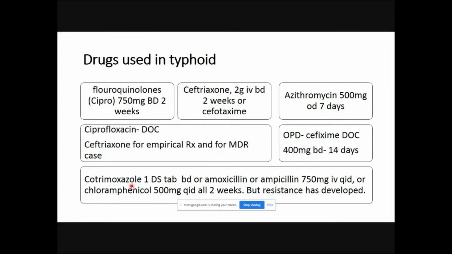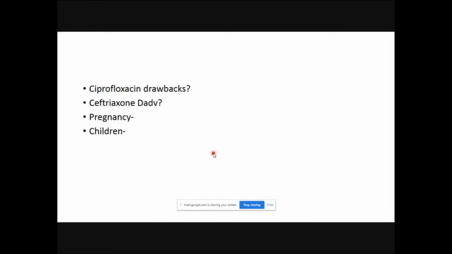Septran, that is cotrimoxazole, 1 double strength tablet given twice daily, all these for 2 weeks. Or you can go for amoxicillin or ampicillin, either can be given; ampicillin is given parenterally. And chloramphenicol orally. These drugs are not preferred because of adverse effects like bone marrow suppression, and resistance has also developed to them. So these are the treatment options available for management of typhoid fever, and you have to decide which you are going to choose according to the patient.